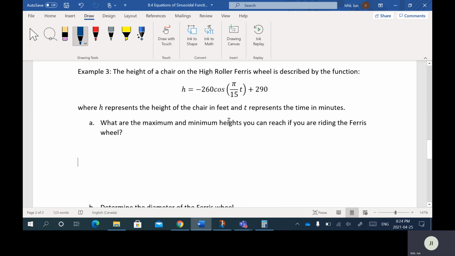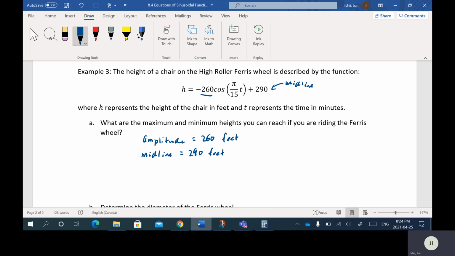Looking here, we can just read the amplitude off the equation. The amplitude is 260, this number here, 260 feet. We can also see that the midline is equal to 290 feet.